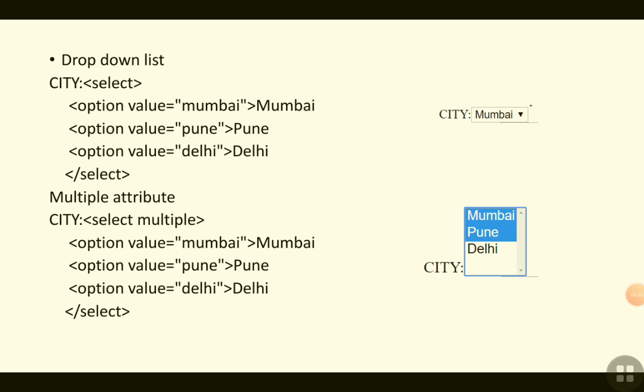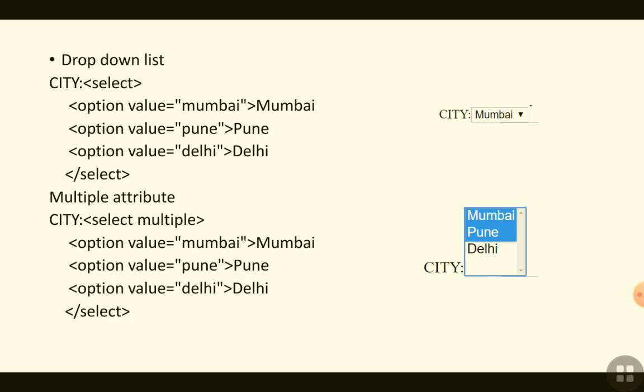Okay, the next form element is the drop down list. For a drop down list we have the select and option tags. Now see, city, in front of city I have written the select tag. Inside the select tag, the option tag will come. You can specify the value, you can give any value. Then whatever option you want to display, you put it using the option tag.